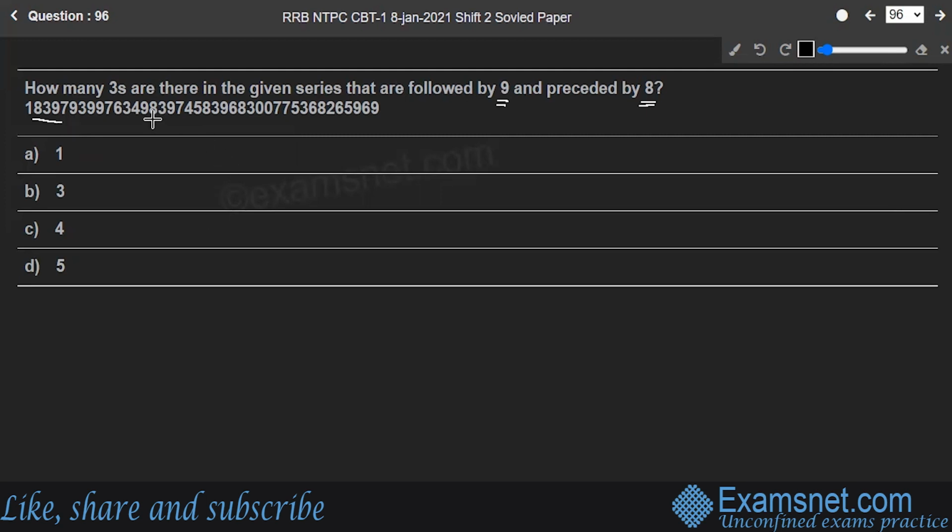Next is this. Followed by 9, preceded by 8. Next is the 3s in the series, right? This is the one. Followed by 9, preceded by 8. Then I can't find any. So that means there are 3. Option B.